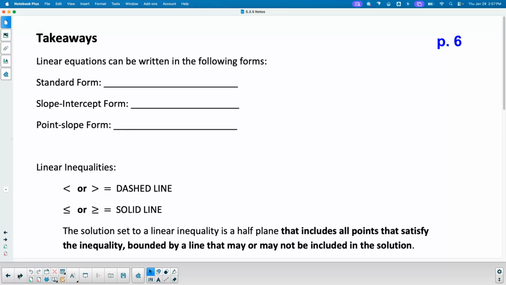So we are in your note packet. If you had me yesterday, you've got some of this written down already. If you didn't have me yesterday, you should write it down because not everybody got to this point yesterday. So there are 3 different forms of linear equations and linear inequalities. The first form is standard form, which is ax plus by equals c. Standard form has x and y on the same side.